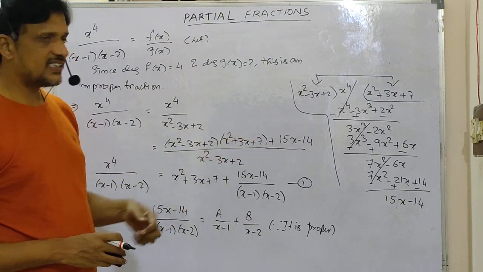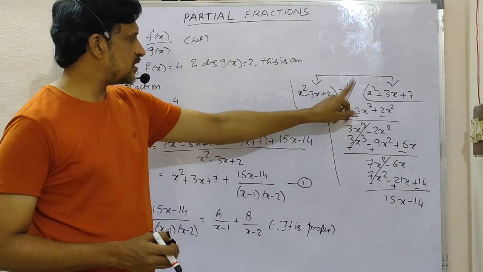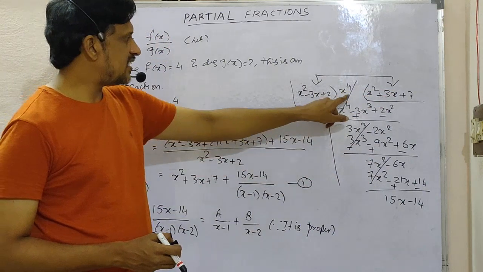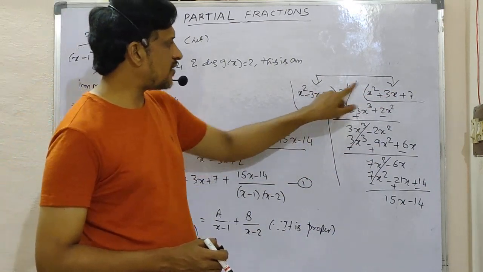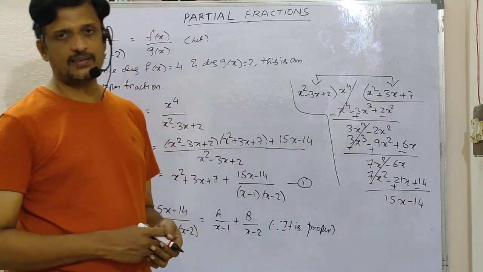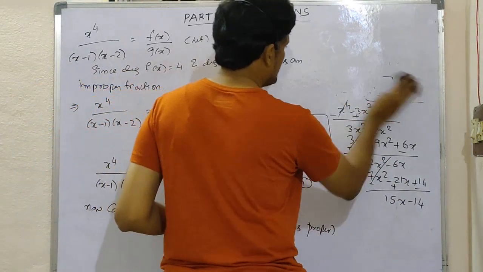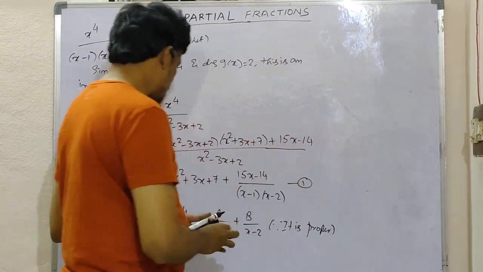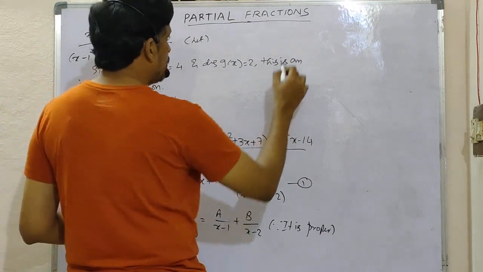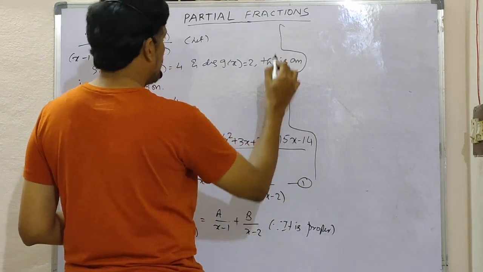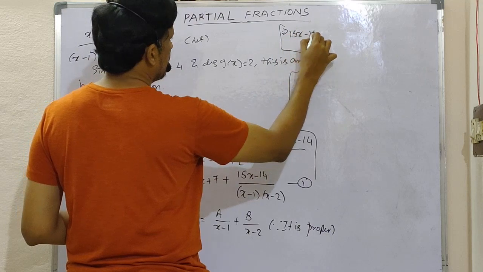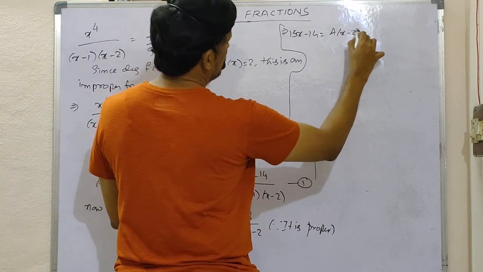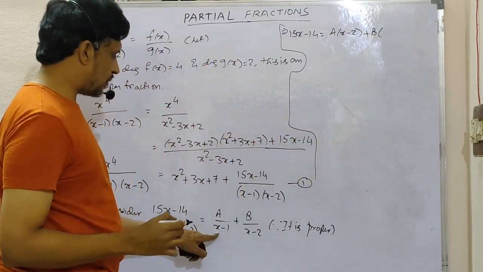Okay, just observe the division. I am writing here, divide the numerator x power 4 by the denominator, then you will get like this. By using the division algorithm, you can write this x power 4 as the product of divisor and quotient plus remainder. Then by equating the numerators here, again we are getting 15x minus 14 is equal to a into x minus 2 plus b into x minus 1.